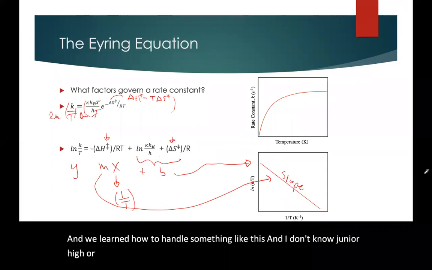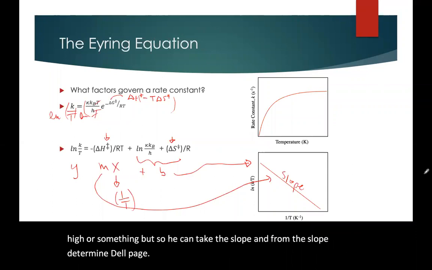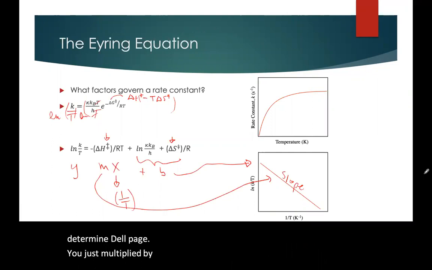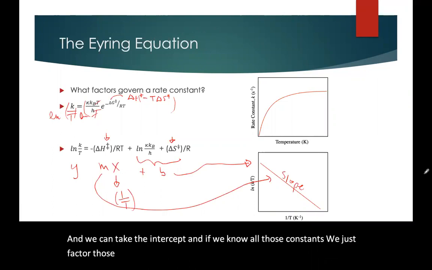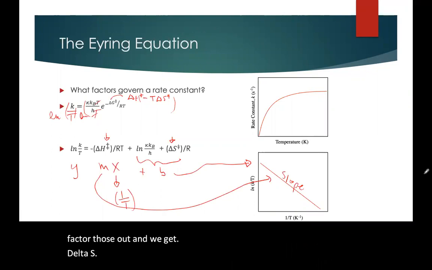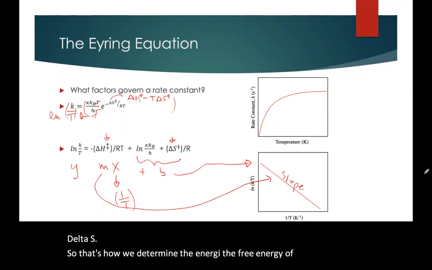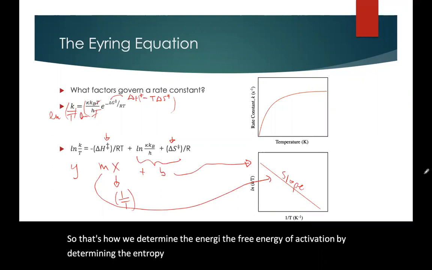So we can take the slope, and from the slope we can determine delta H. We just multiply it by minus R. And we can take the intercept, and if we know all those constants, we just factor those out, and we get delta S. So that's how we determine the free energy of activation by determining the enthalpy of activation and the entropy of activation.